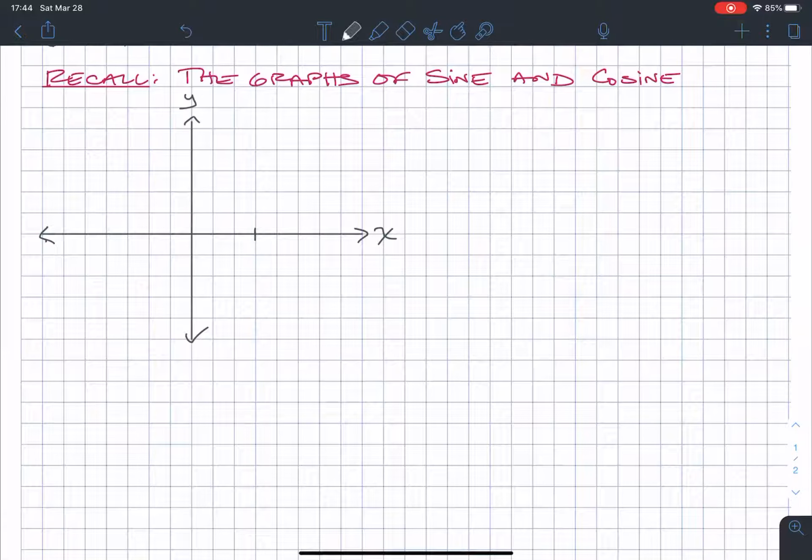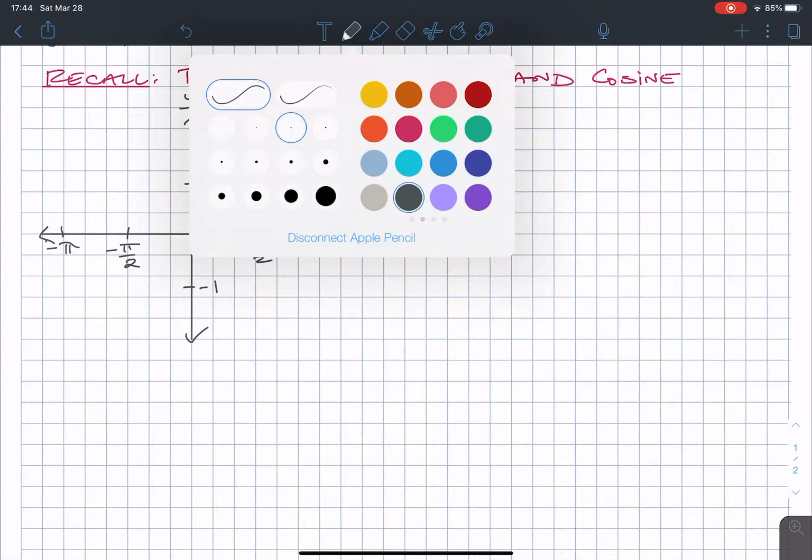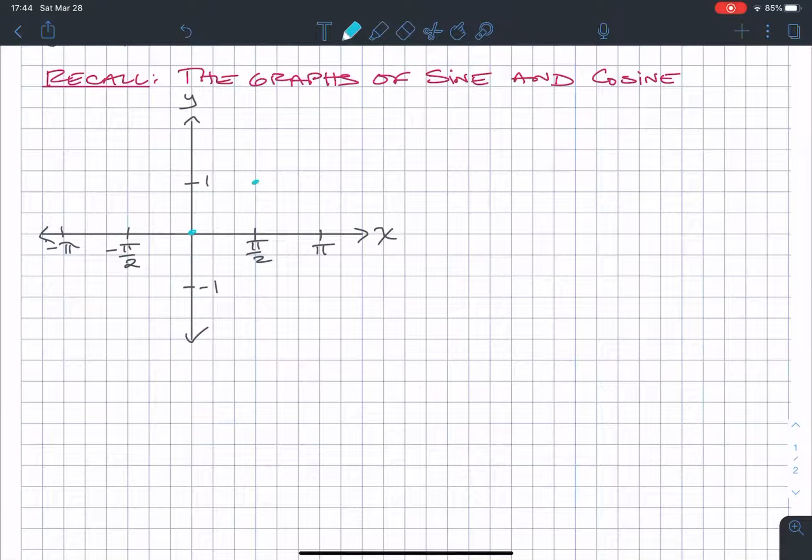So let's just do 2 quadrants, so pi over 2, pi, negative pi over 2, and negative pi, with an amplitude of 1 and negative 1. The graph of sine started at 0, went up to amplitude, back down to 0, and was symmetric with respect to the origin. That looks something like so. Not drawn very well, but you get the idea. So this is y equal to sine of x.